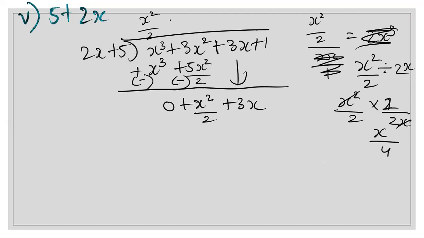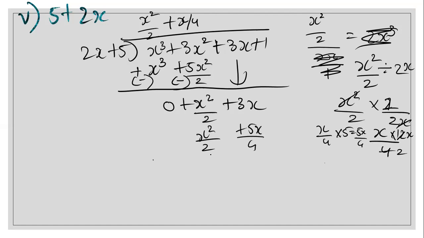Yeah, 2 2s are 4. So plus x by 4, correct? So x by 4 into 2x, 2 ones are 2, 2 2s are 4. So this will be nothing but x square by 2, x square by 2. So now x by 4 into 5. So 5x by 4 plus 5x by 4. So plus will become minus, plus will become minus, this will be 0.